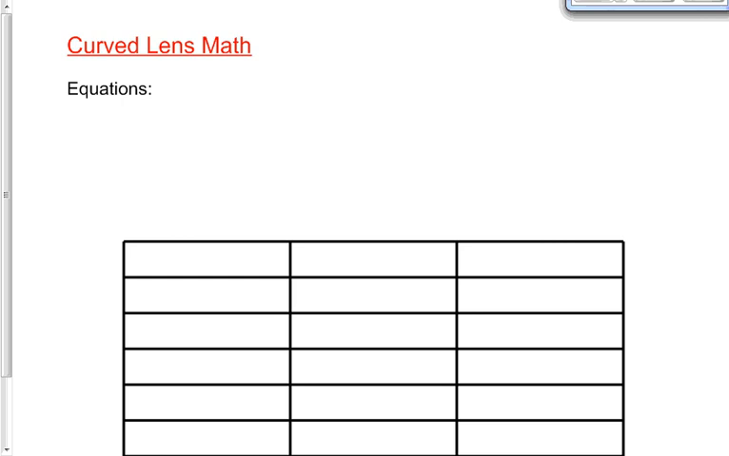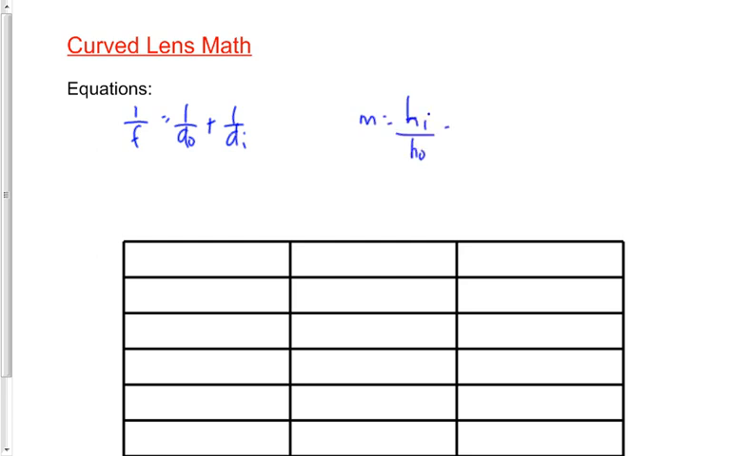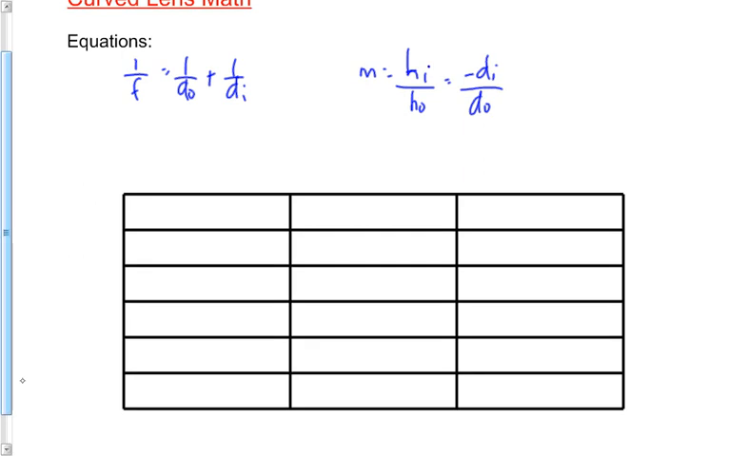The equations for curved mirrors, 1 over f is equal to 1 over do plus 1 over di. M is equal to hi over ho equals negative di over do. Those are the equations for curved lenses as well. The units, same deal. Centimeters, meters, miles, doesn't matter as long as you're consistent. Got to worry about signs though, positives and negatives.